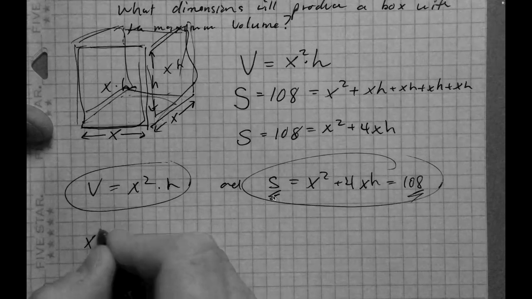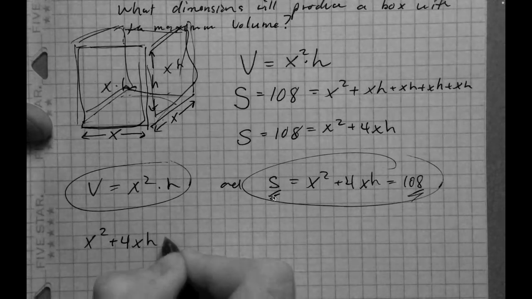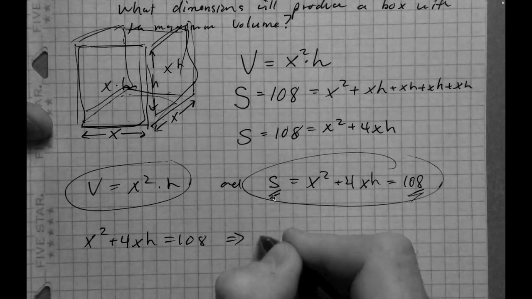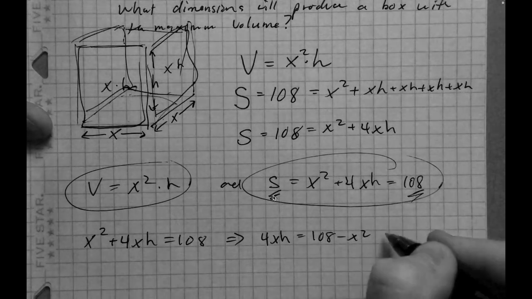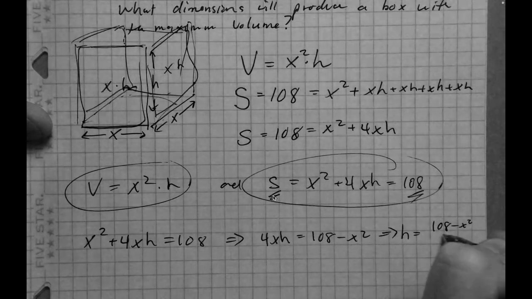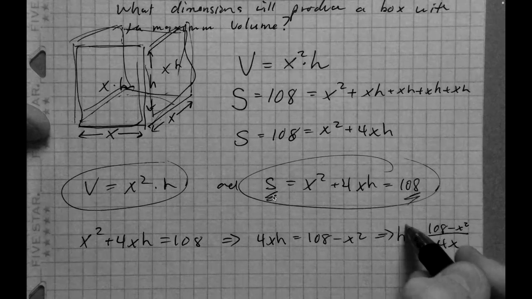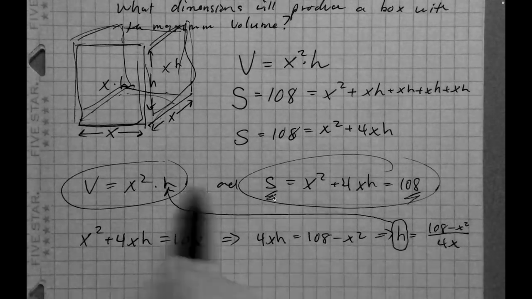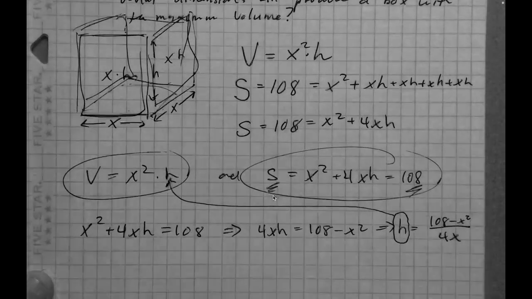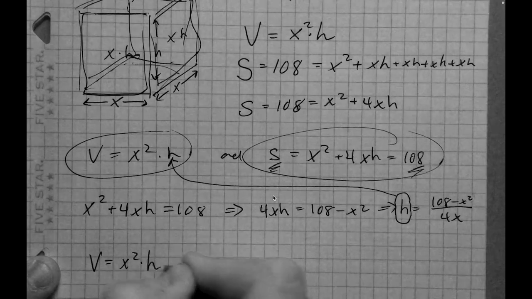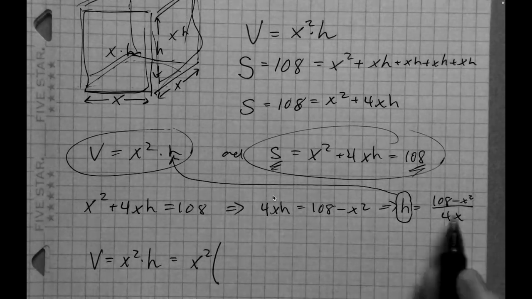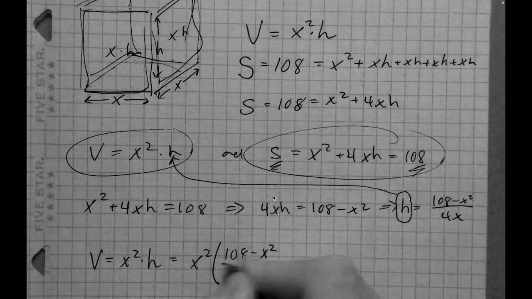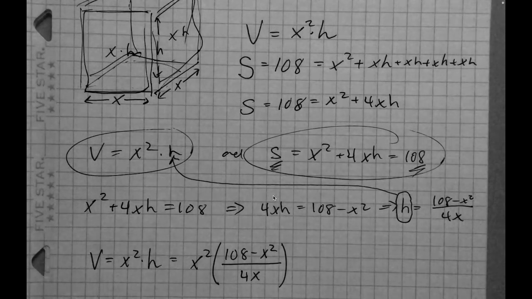Now the way to do it is to notice that x squared plus 4xh equals 108. Well, what that implies then is that 4xh equals 108 minus x squared, and h equals 108 minus x squared over 4x. And then this can be plugged into this formula. And once we've done that, then the volume formula will contain the surface area constraint. It'll be a piece of the equation. So let's do that. So V equals x squared times h. Well, that is x squared times 108 minus x squared over 4x.